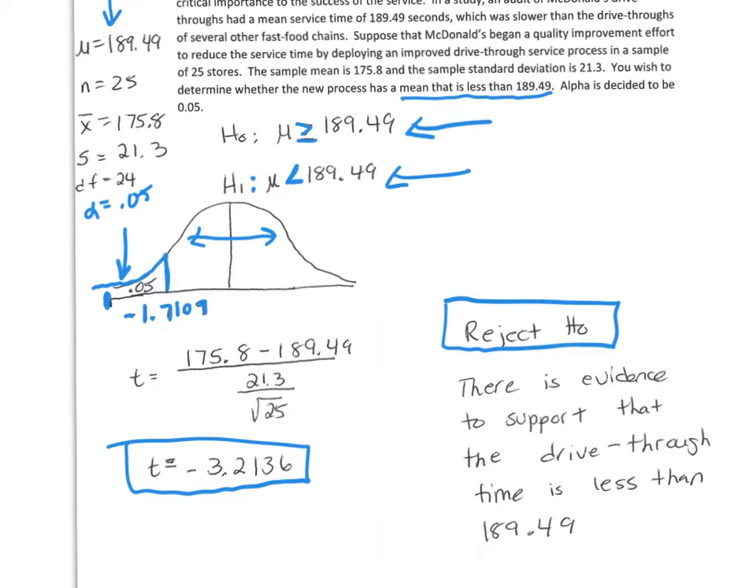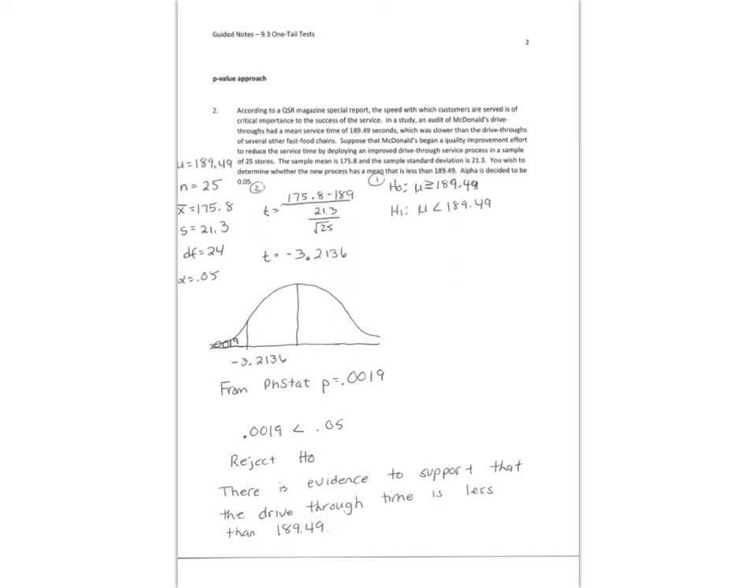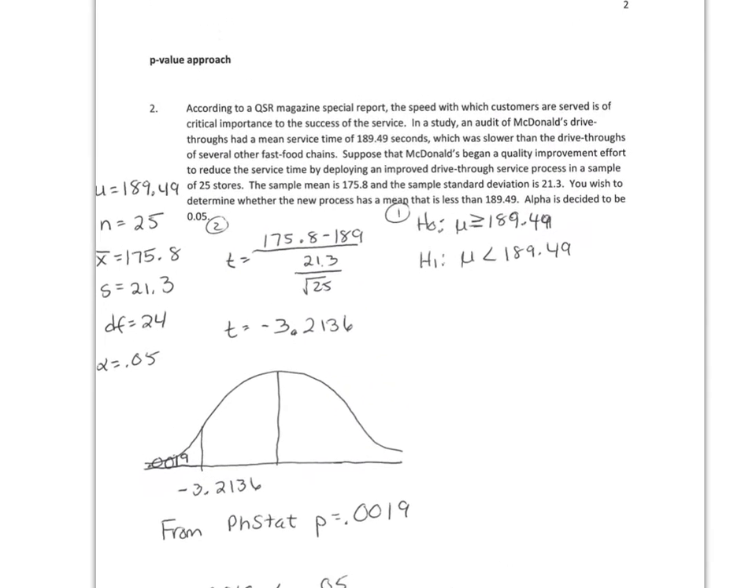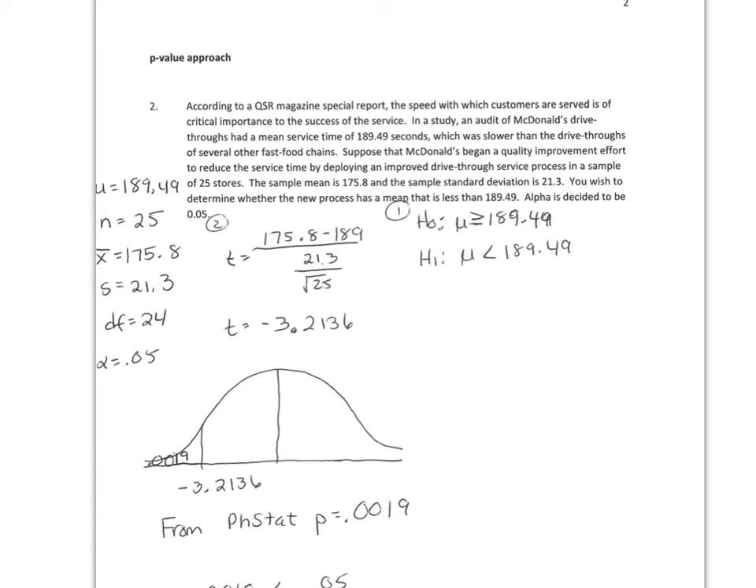All right, stop the video whenever you need more time to write. Now, number 2, very same problem as number 1. It's just this time we're going to use a p-value approach. So, different method, guys, p-value, okay? So, what you do, this t, negative 3.2136, is there. That's the dividing point between the critical and the non-critical region.